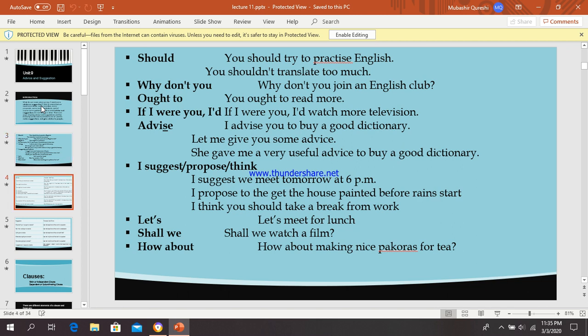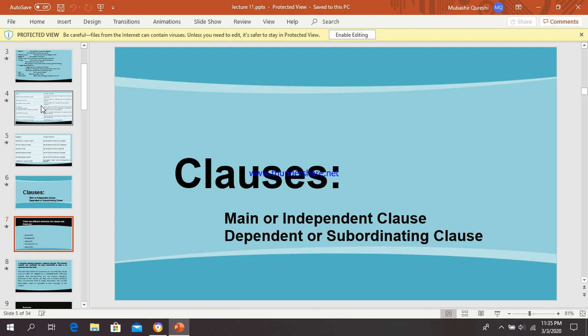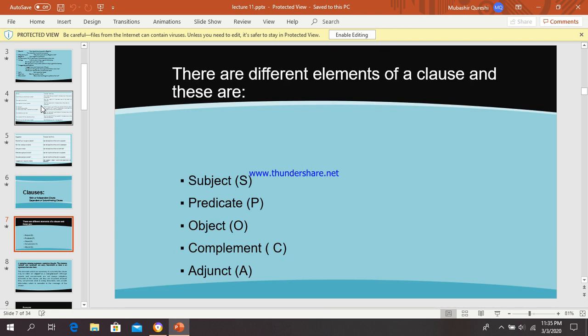And then you read two different tables, and then we read about clause और different elements जो clause में आ रहे होते हैं. वो उसमें subject होता है, predicate होता है, object होता है, complement होता है और adjunct होता है.